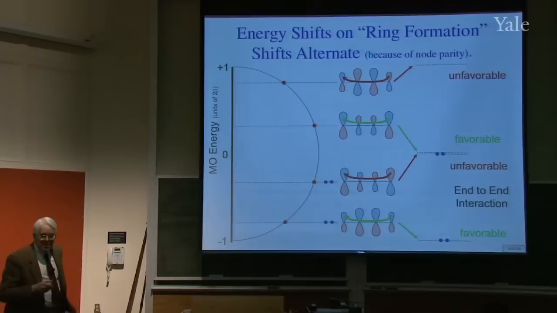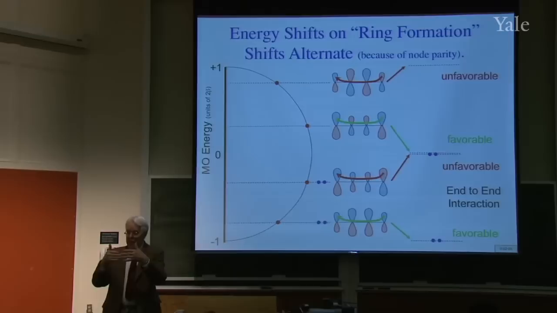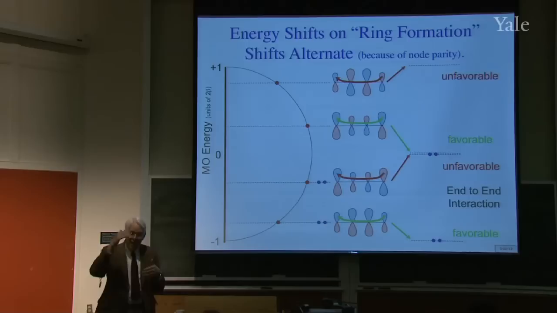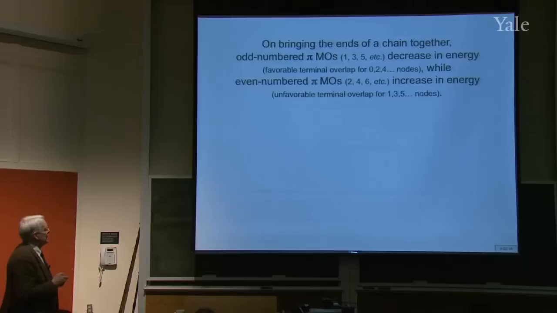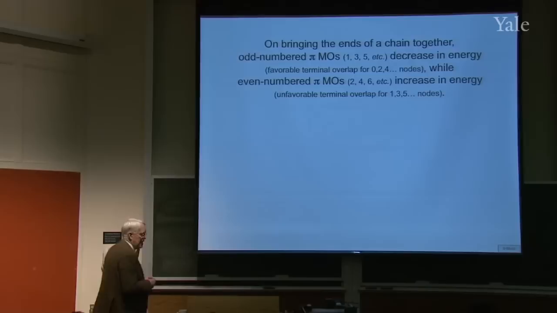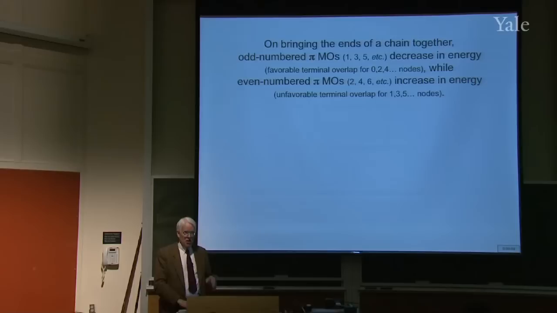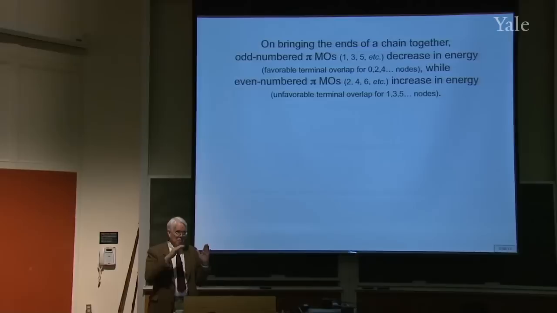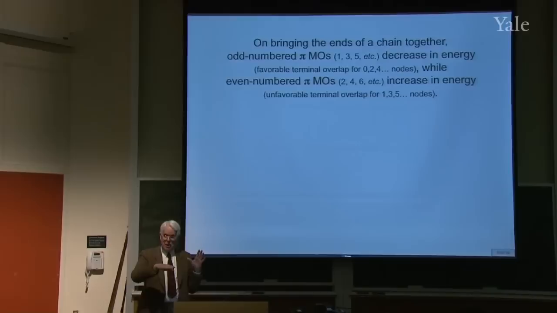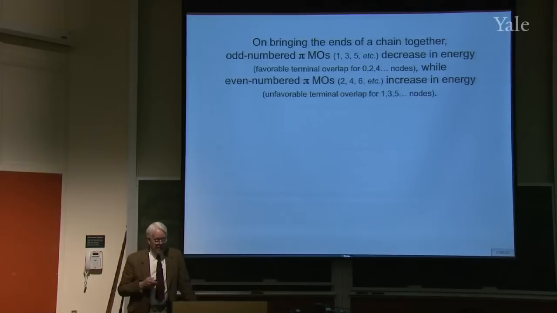If you have an even number of nodes, it'll be favorable because you'll have the same sign on the two ends. If you have an odd number of nodes, it'll be unfavorable. So it has to be that down, up, down, up as you go up the scale of MOs and then curl them to touch their ends. So when you bring the ends of a chain together, the odd numbered MOs, 1, 3, 5, decrease in energy. Those are the ones with an even number of nodes, because the very lowest one, 1, has no nodes, right? Sorry for the confusion. Okay, while the even numbered ones increase in energy.